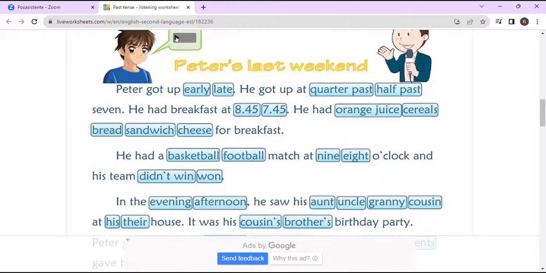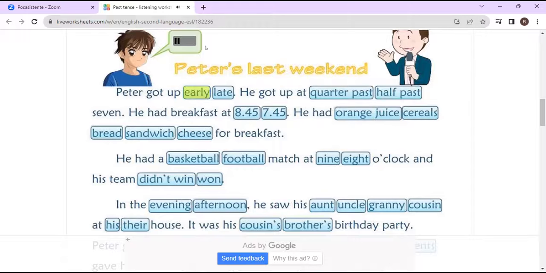Vaya, habló de que sería 7:45, ¿no? Pero la primera. Late, ¿verdad? Creo, late, y dijo half past. No dijo quarter past, sino half past. Vaya, digamos, late sería la primera. La primera otra, early.